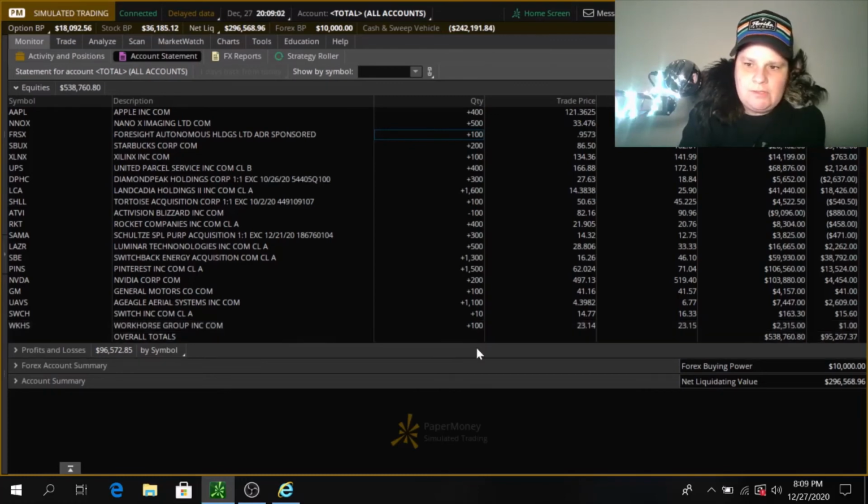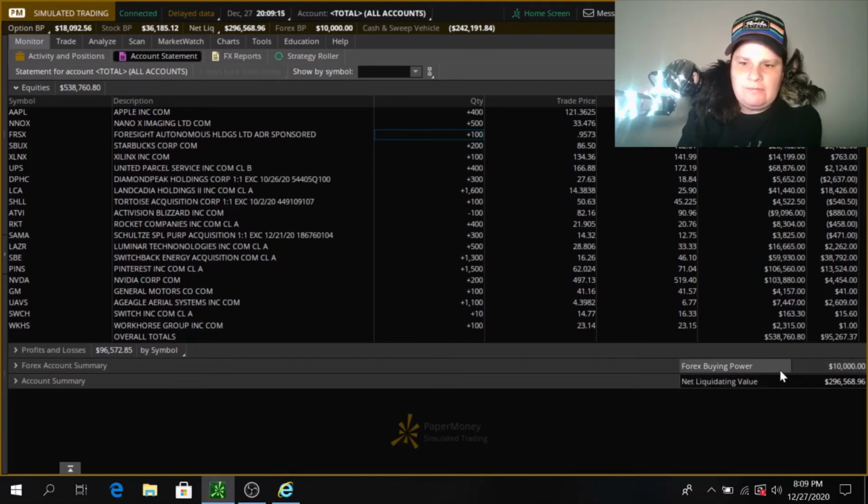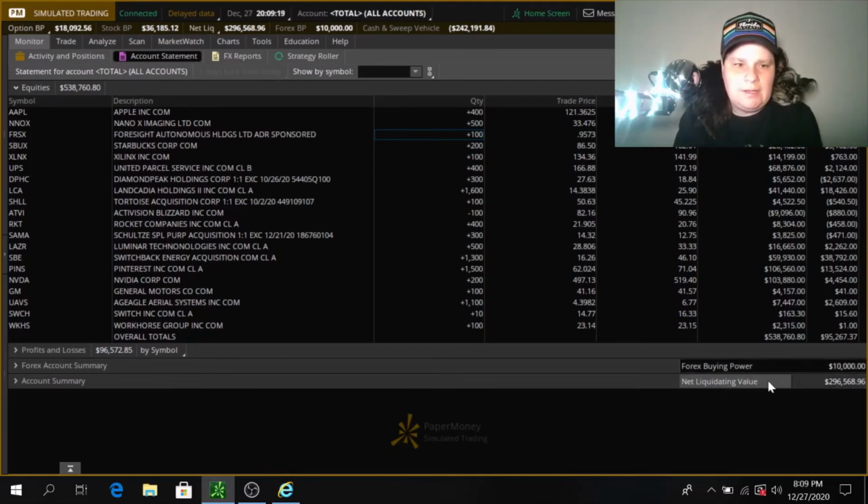Okay, so it shows here, started with 200,000, now it's at $296,568.96. So I've got one more week of the contest, and then we'll see if I am in the top 3. If not, it was fun to do anyway. And these are nice stocks to highlight. I think a lot of these are good choices. They're not the absolute best.